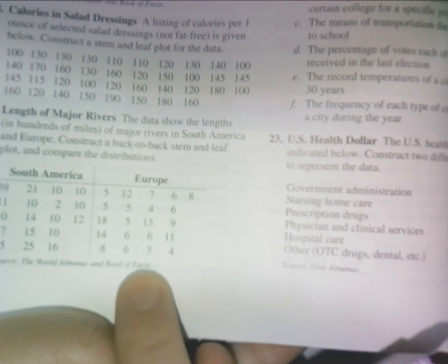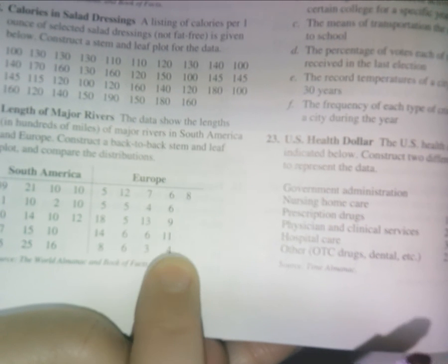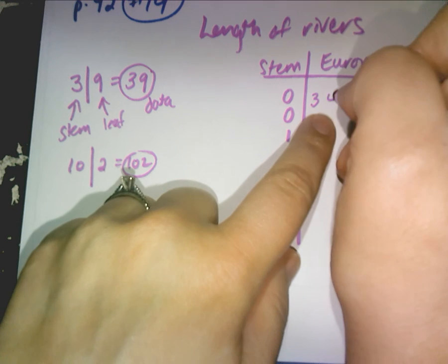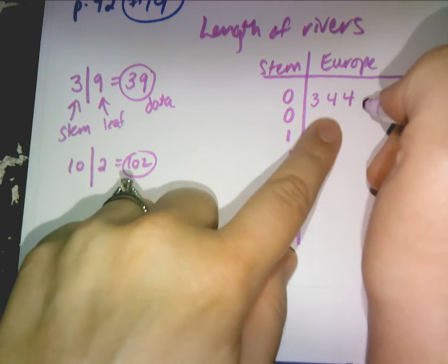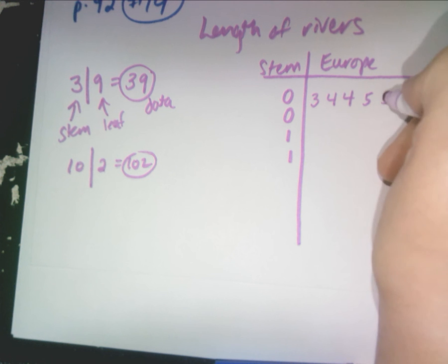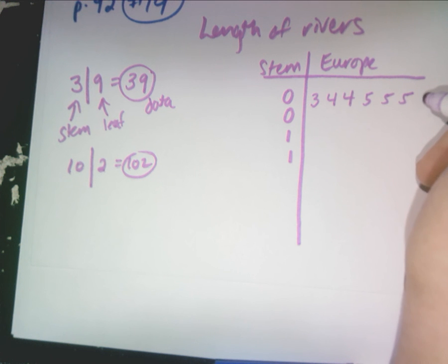So looking at my length of rivers, what's my lowest number here in Europe? 3. So I have 1, 3, right? How many 4s do I have? 2. So you would go 03, 04, another 4. Do I have 5s? How many? 3. There's 4? Okay. So 1, 2, 3, 4. You sure? Yeah. Okay, 4. My bad. How many 6s?